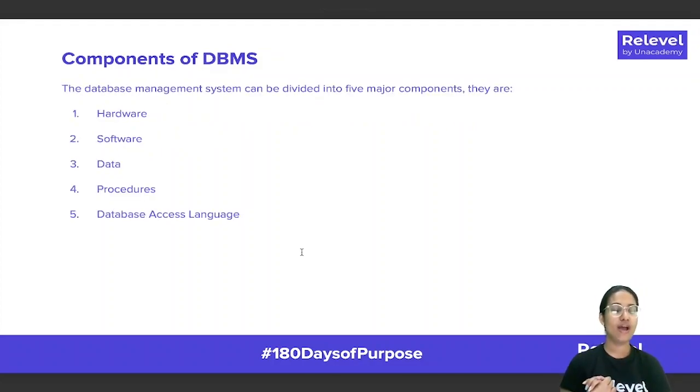Next, we are going to move on and talk about some of the important components of database management systems. There are 5 major components which make up the entire DBMS software. Okay, the first is hardware, the second is software, the third is data, the fourth is procedure, and the fifth is database access language. Now we'll take a deep dive and understand how all of them work.